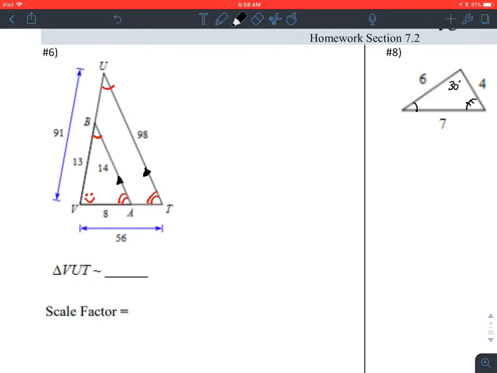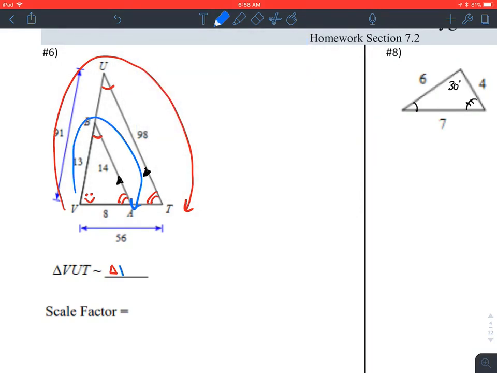Let's see, I'm not going to redraw this one, although I encourage you to redraw them most of the time. So VUT, because the corresponding parts are in the same positions. VUT goes this way. So when I name the similar triangle, I'm going to go in the same order. So it's going to be VBA. Scale factor, VUT was first. It's going to go on top. Triangle VBA was second. It's going to go on the bottom.